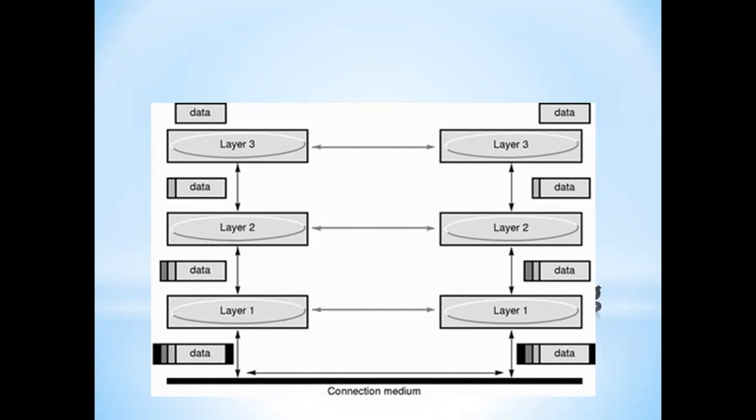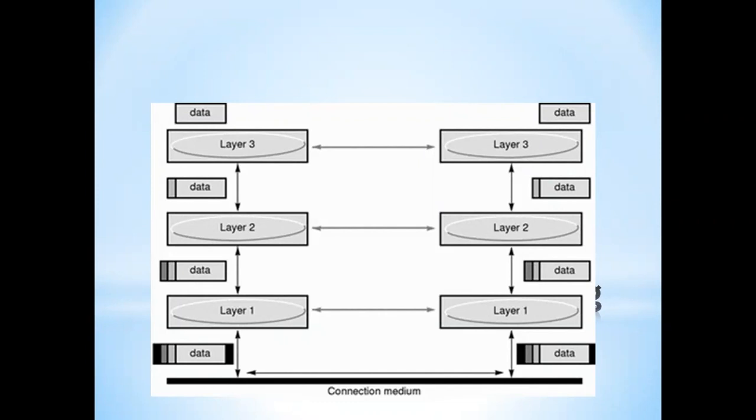Layer N on the source machine will communicate with layer N on another machine, that is the destination machine. The rules and conventions used in the communication are collectively known as the layer N protocol. Basically, the protocol is the agreement between the two communicating machines about how to communicate. The communication link should be established, maintained, and released. Violation of protocol will lead to communication difficulties or failures.